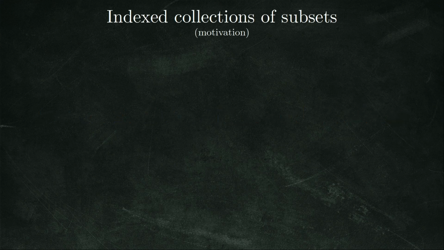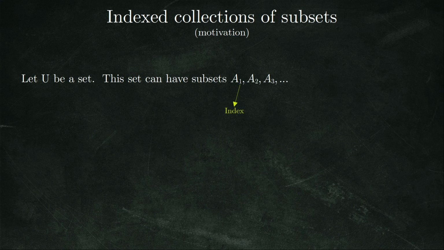Before we look at a formal definition, let's look at a couple of examples of indexed collections of subsets so we can see what the end result will be. So, if U is a set, then we can have subsets called A1, A2, A3, and so on. And this little subscript is called the index. So let's look at some examples.